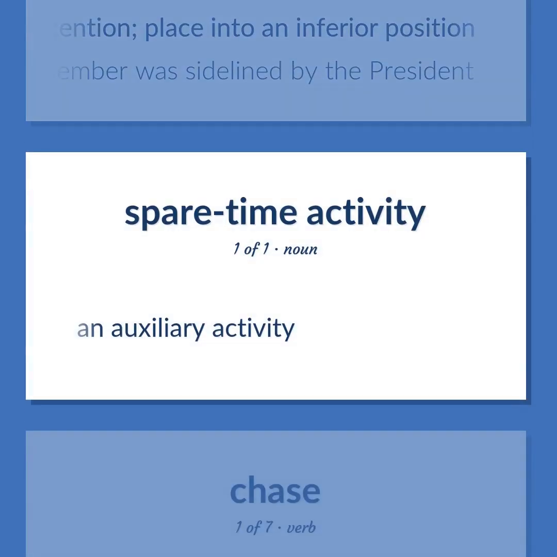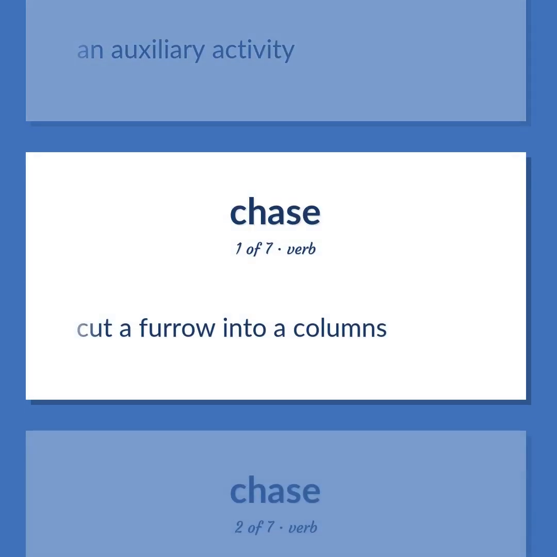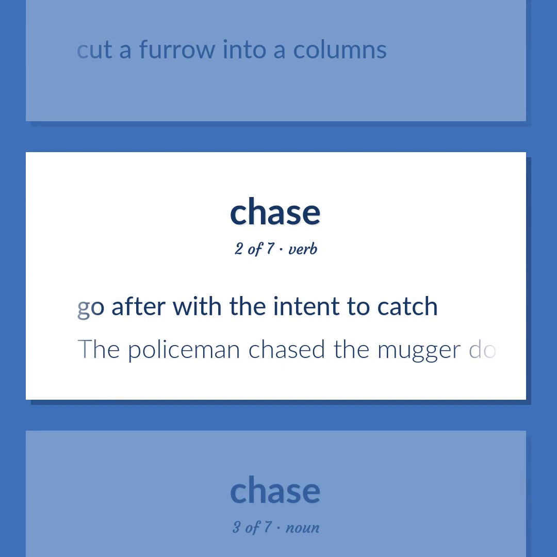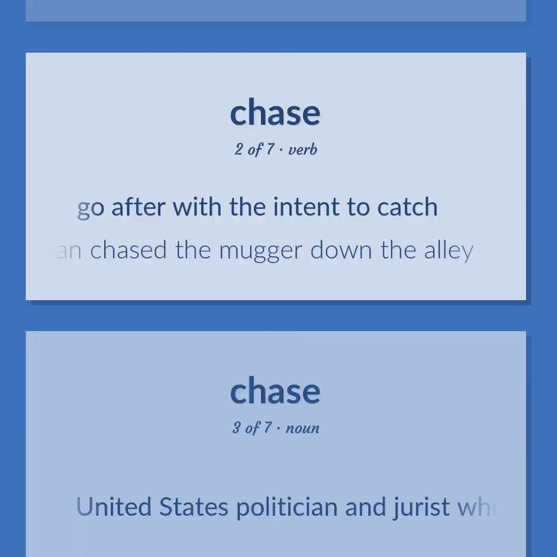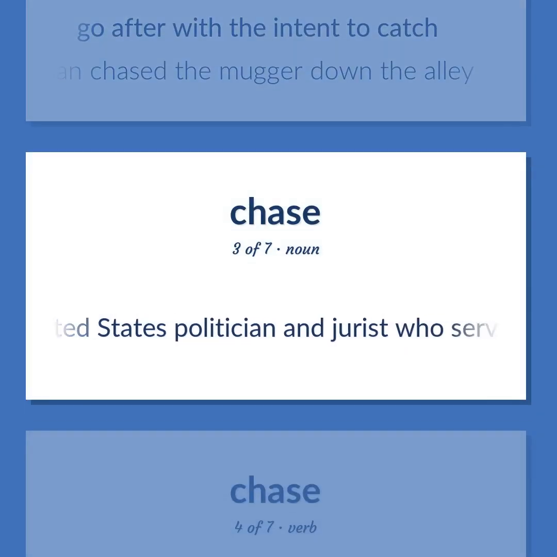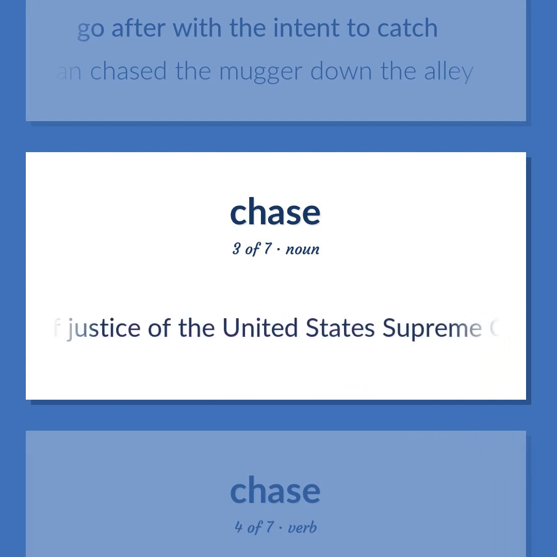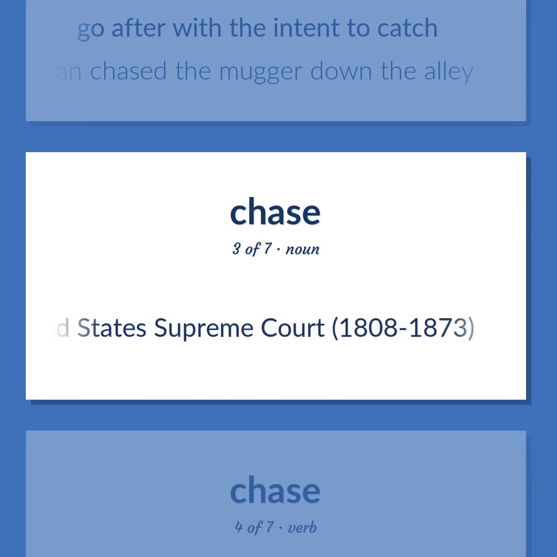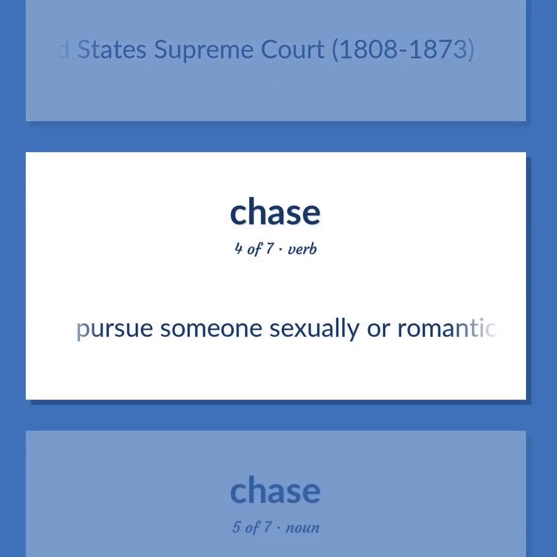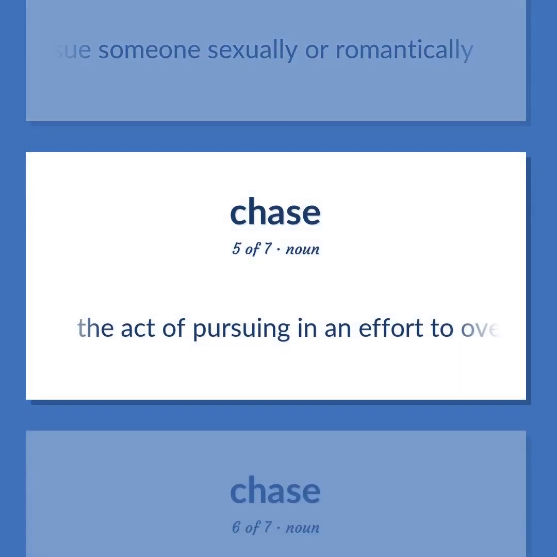An auxiliary activity. Cut a furrow into a column. Go after with the intent to catch. The policeman chased the mugger down the alley. United States politician and jurist who served as Chief Justice of the United States Supreme Court, 1808 to 1873. Pursue someone sexually or romantically. The act of pursuing in an effort to overtake or capture.